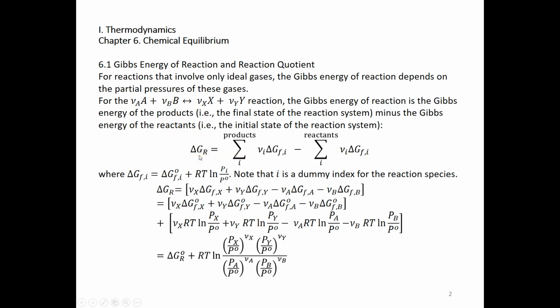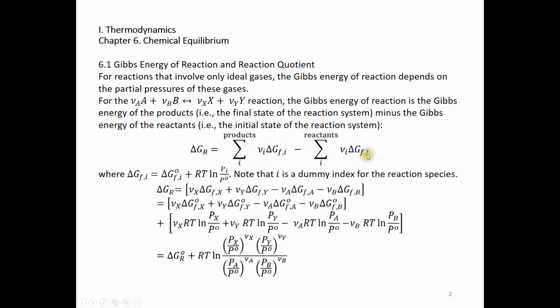On the left hand side, we have Gibbs energy of the reaction. And on the right hand side, we have all products minus all reactants. We need to take care of the coefficient here. And this is simply the Gibbs energy of formation of species I. And I is one of the products.